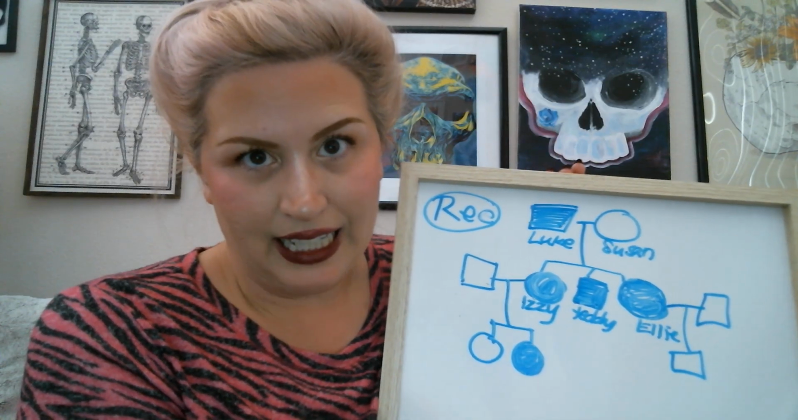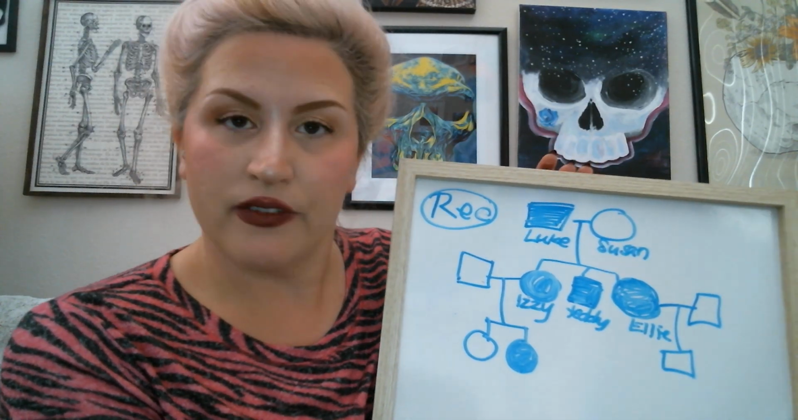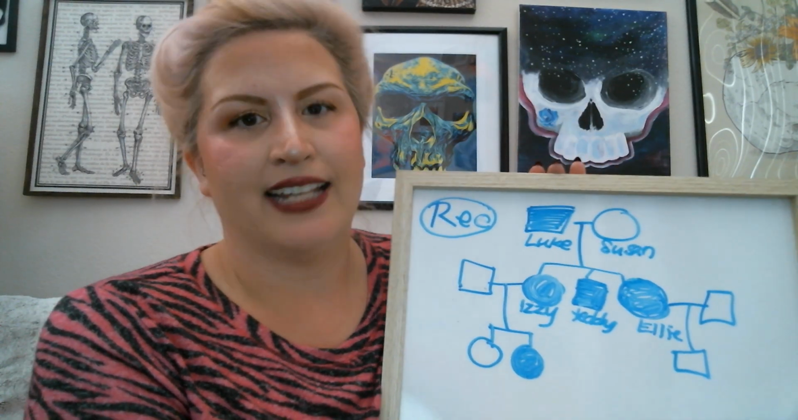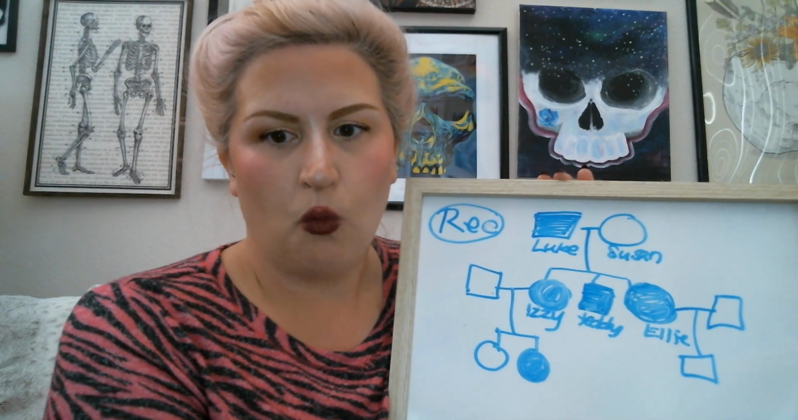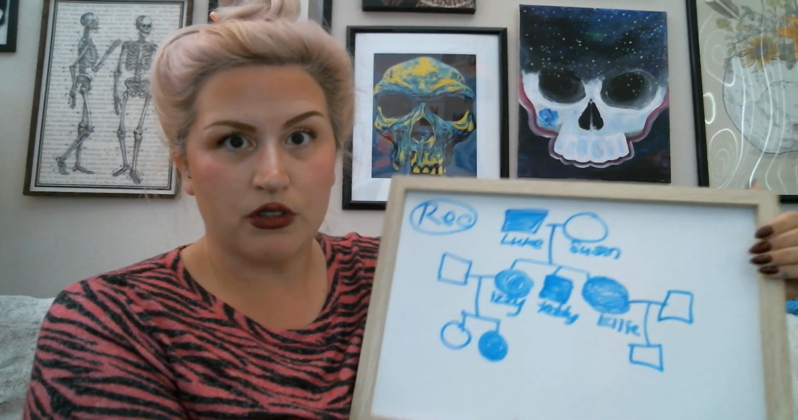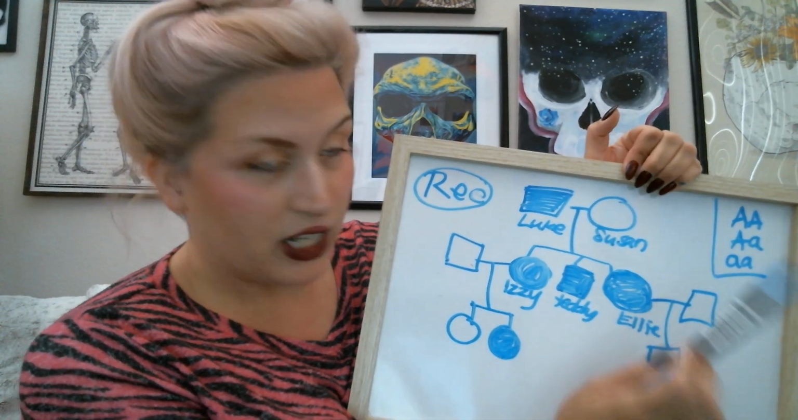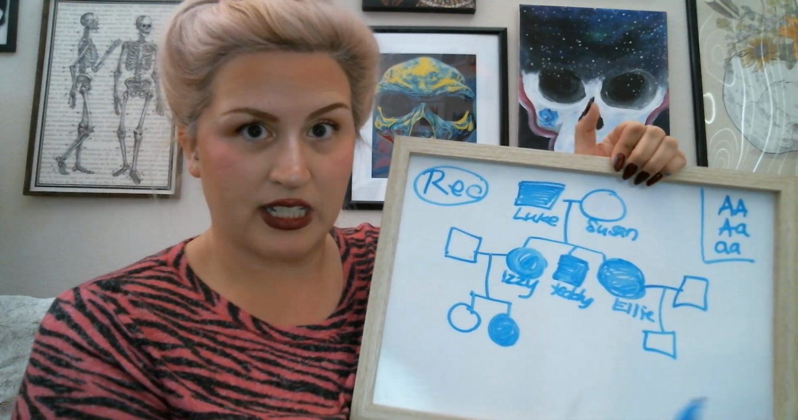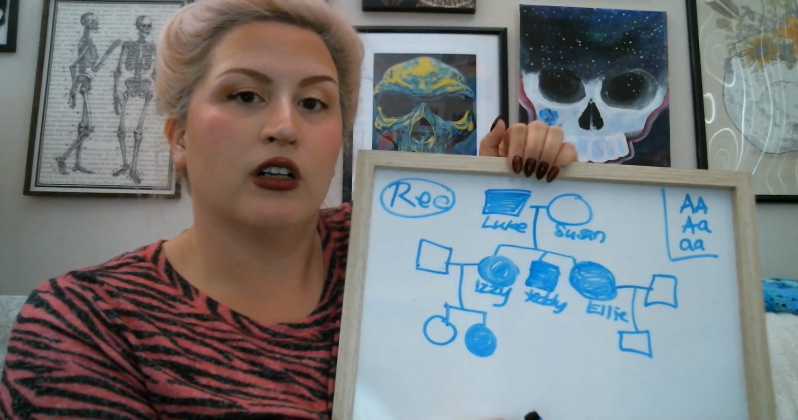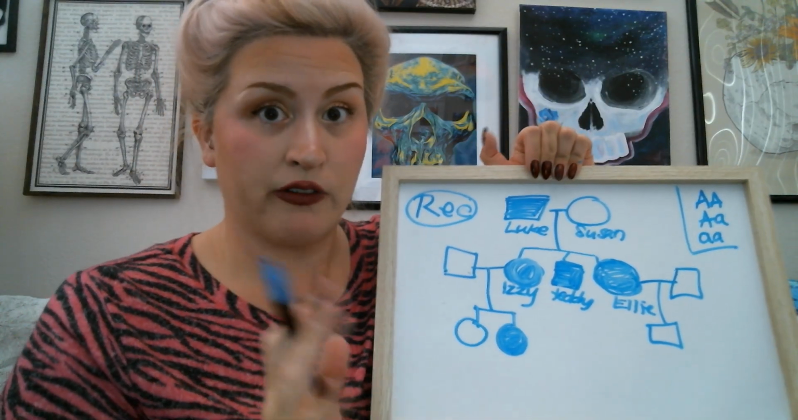And then for clarity, it lets us know that no other family member is affected. So this is it. And then, of course, the very last bullet point: what are the genotypes for each individual? So remember, genotypes are whether you are homozygous dominant, heterozygous, or homozygous recessive.